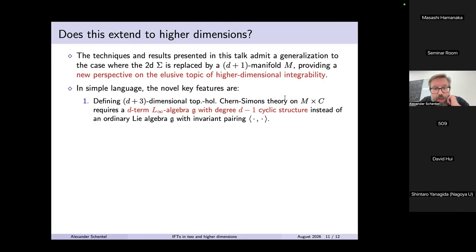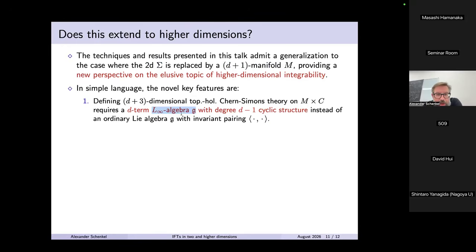but the datum you need for defining that is not an ordinary Lie algebra, but an L-infinity algebra, controlling the gauge symmetry. So the gauge symmetries of this theory are not ordinary gauge symmetries, but higher ones controlled by a d-term L-infinity algebra. So there's an L0, L minus 1, and so on, d terms in total. So we end up at L 1 minus d, something like that. Okay, you know what I mean.